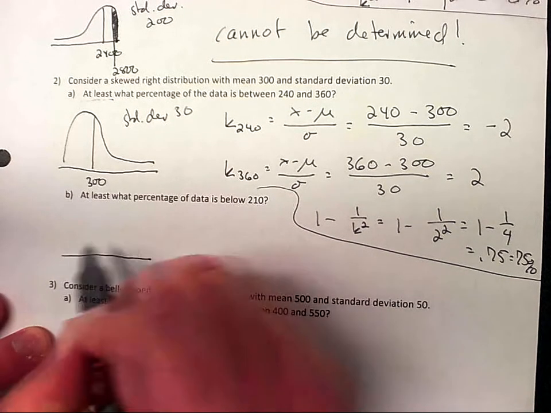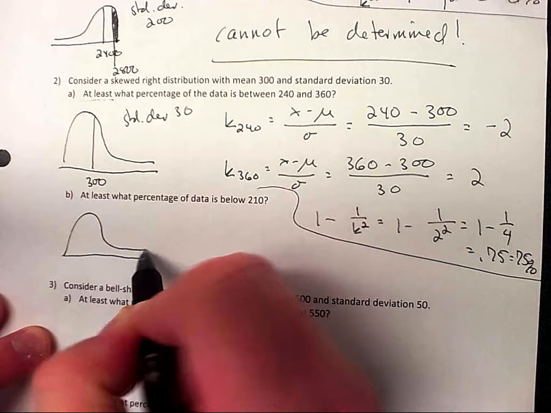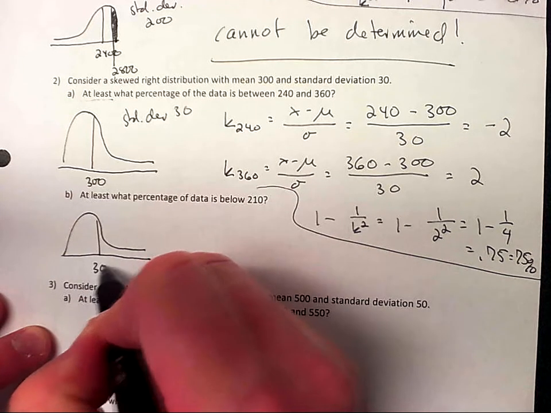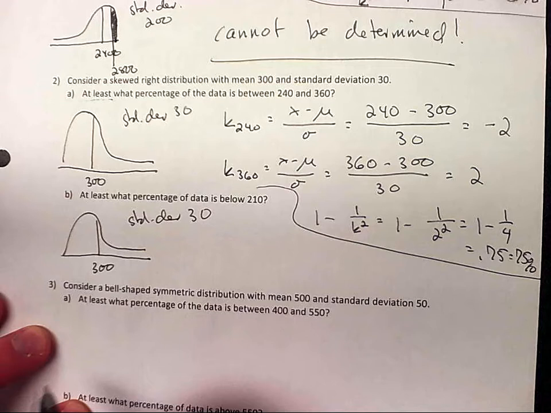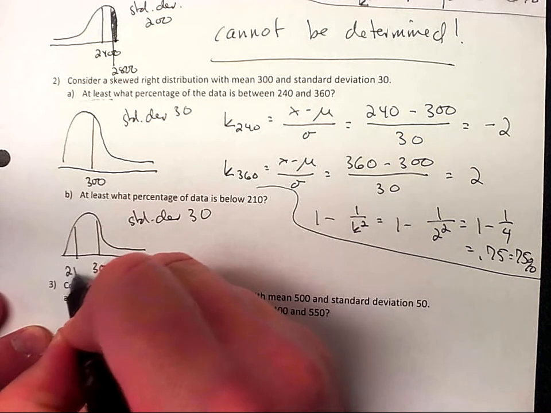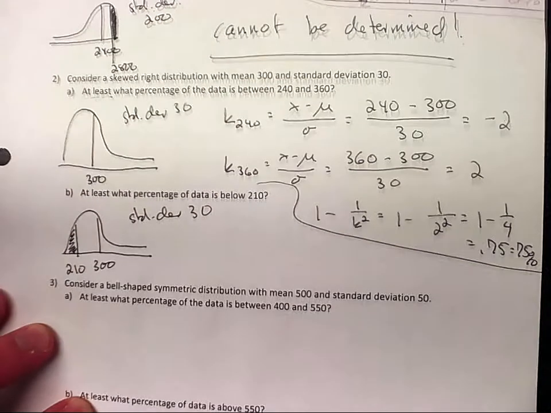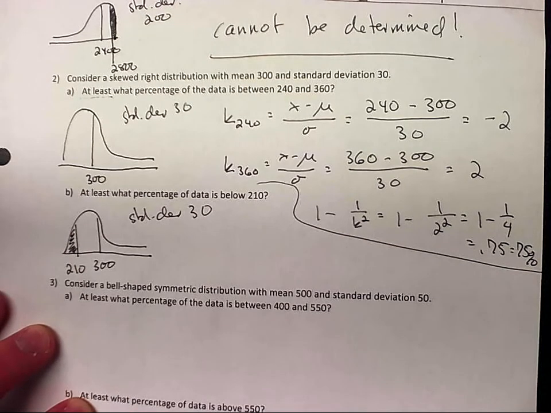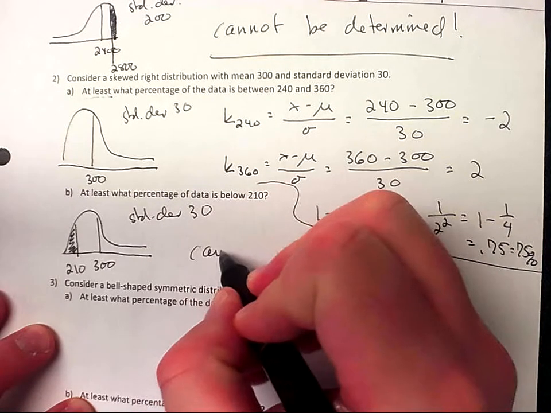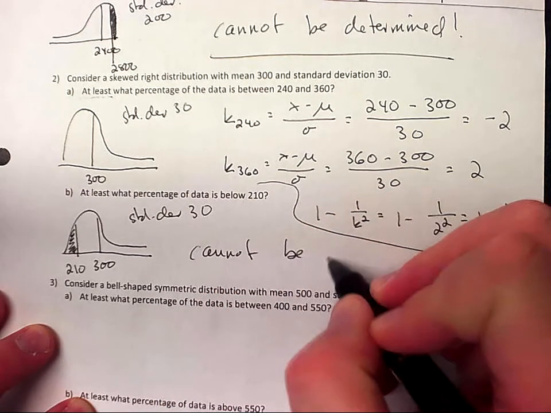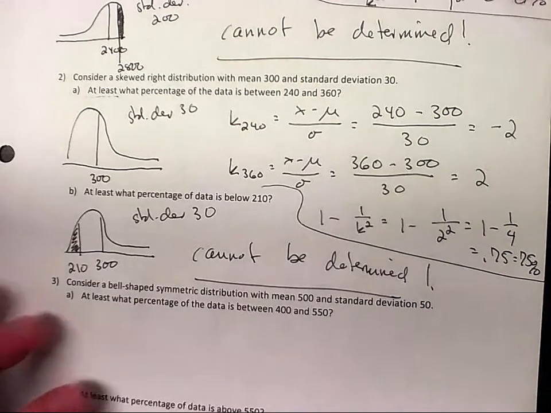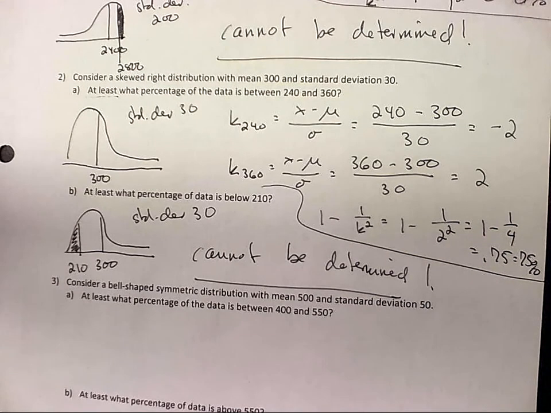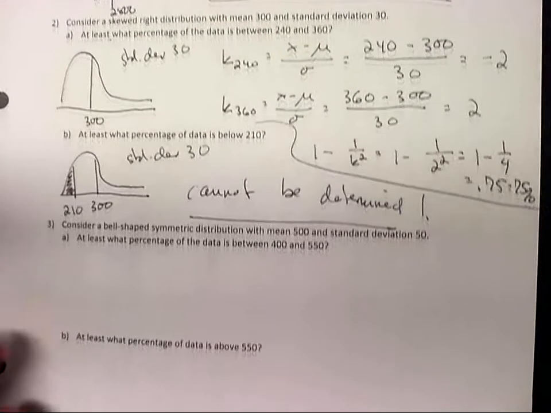Cool. Then here for B, we have a right-skew distribution, again with a mean of 300 and a standard deviation of 30. Below 210, we're looking for this shaded region. What do we know about that? Everybody good with the fact that it cannot be determined? Any questions about these first 2 examples?